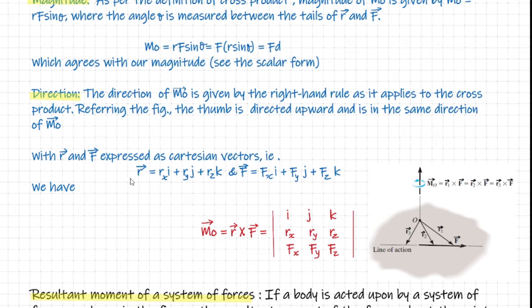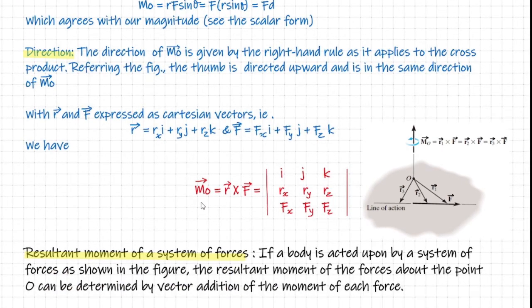Accordingly, let us assume that vector R takes the form Rx i plus Ry j plus Rz k, where Rx, Ry and Rz are the magnitudes of the components of vector R in the x, y and z directions. Let us assume that vector F has the value Fx i plus Fy j plus Fz k, right? So accordingly, vector MO can be written as vector R cross F.